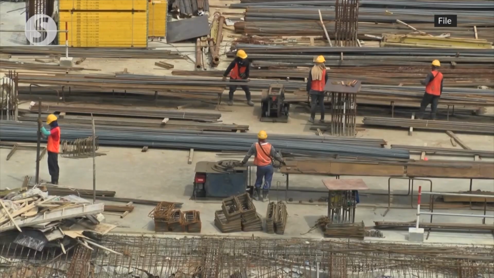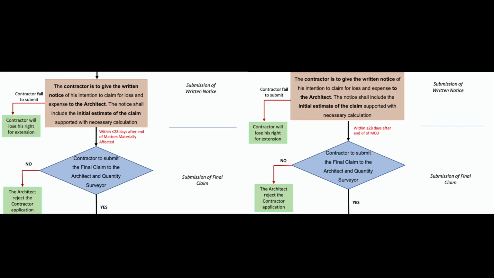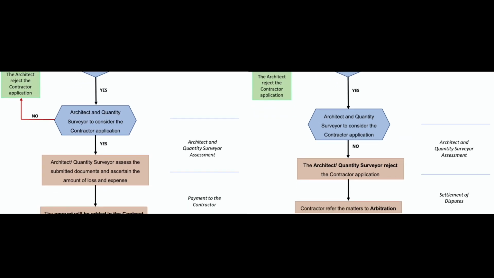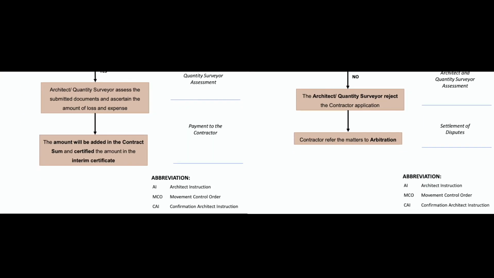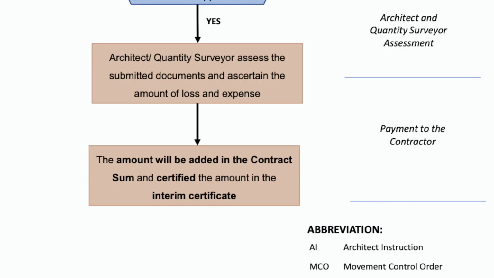The process claiming for loss and expenses is similar to the previous flow chart, as the issue of suspension of work by architect is fall under clause 24.3d. The amount will be added in the contract sum and certify the amount in the interim certificate.